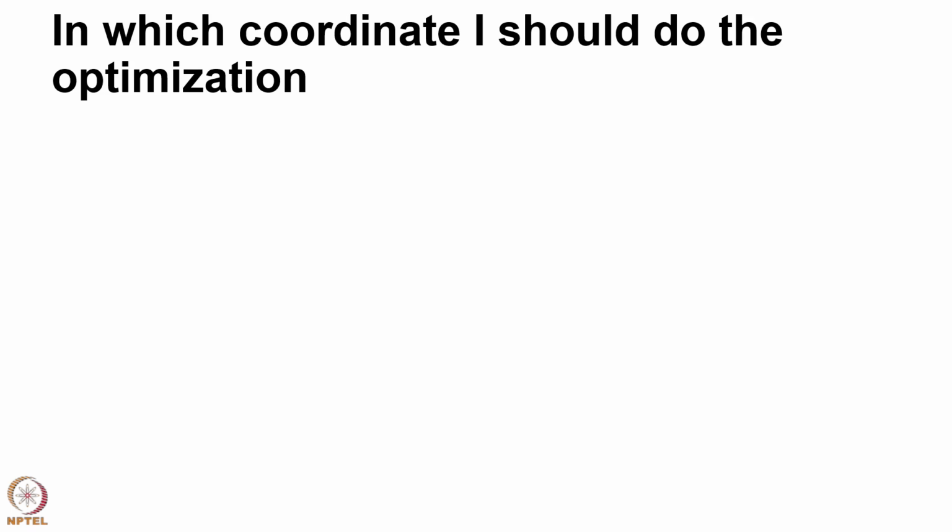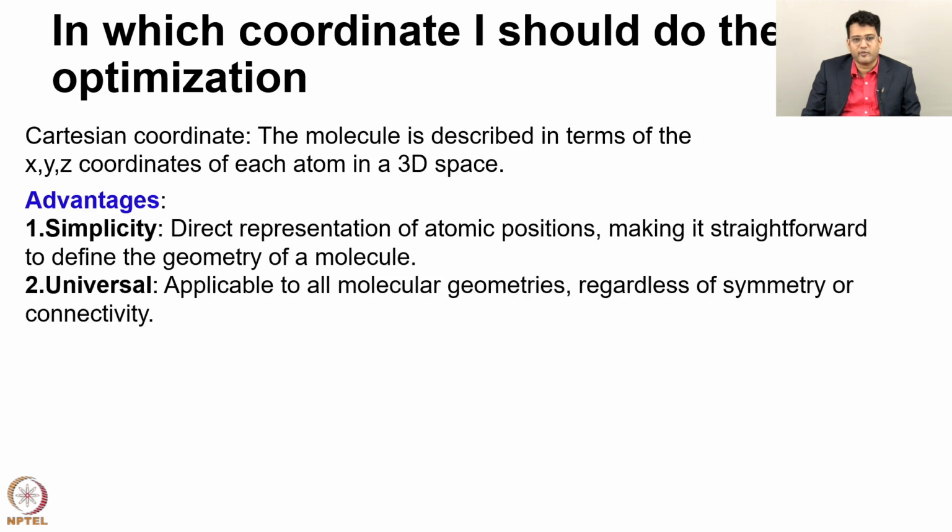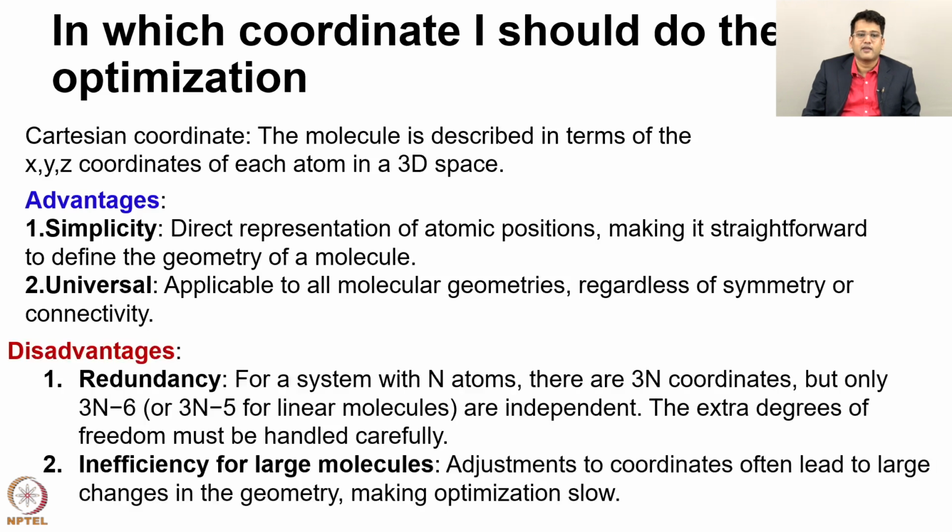Now, the question is, when I do this optimization, in which coordinates should I do it? The easiest is Cartesian coordinates. The molecule is described in terms of the XYZ coordinates of each atom in 3D space. The advantage is that it is very simple. It gives a direct representation of the atomic positions, making it straightforward to define the geometry of the molecule. Secondly, it is universal; it is applicable to all molecular geometries regardless of symmetry or connectivity.